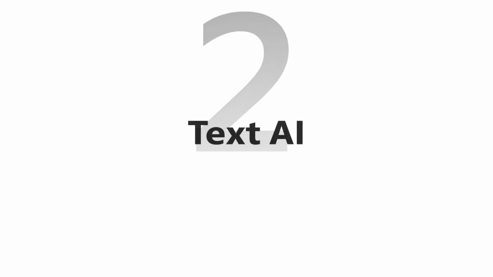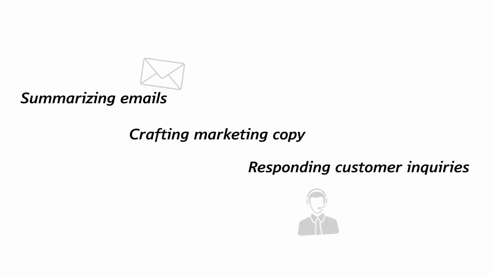Next is Text AI. This is where AI can process and generate text, whether it's summarizing emails, crafting marketing copy, or even responding to customer inquiries. If your automation needs AI to think and write like a human, this is where it happens.